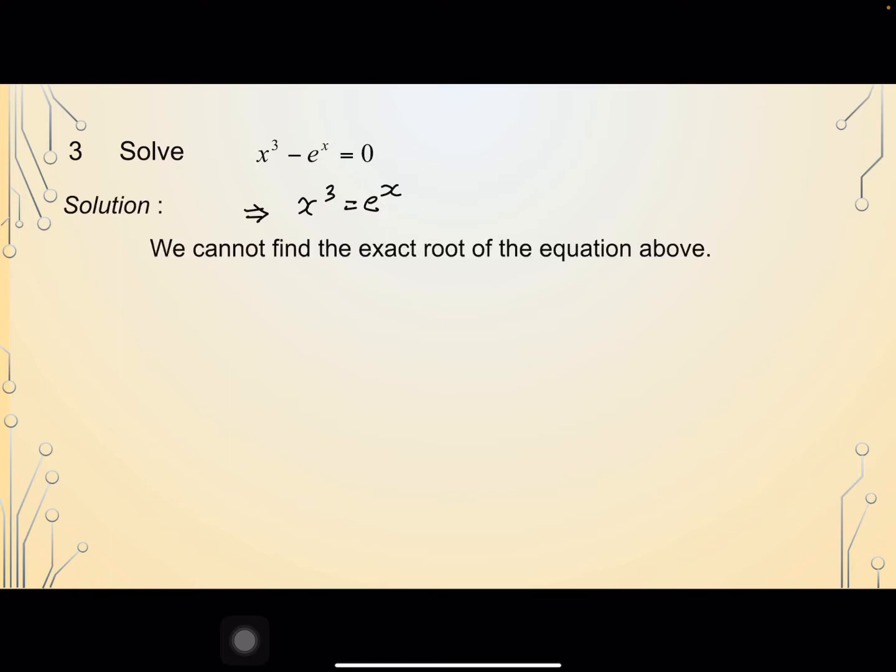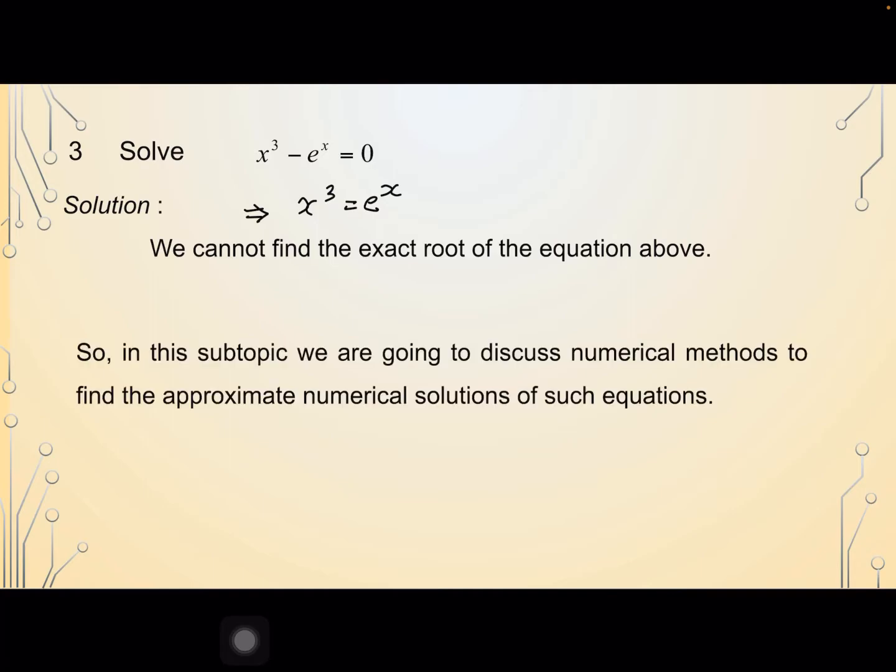Let's consider the third one. Solve this equation: x cubed minus e power x equals 0. We have x cubed equals e power x. For this equation, we cannot find the exact root. So in this subtopic, we are going to discuss numerical methods to find the approximate numerical solutions of such equations.